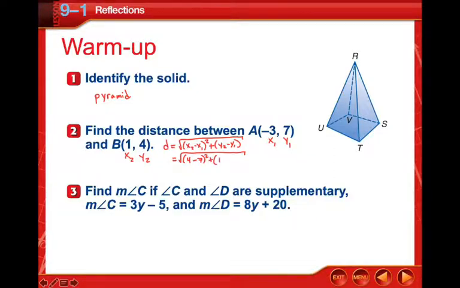The x is 1 minus negative 3. So that's going to be 4 minus 7 is negative 3. And 1 plus 3, of course, is 4. Negative 3 squared is 9. And 4 squared is 16. 9 plus 16 is 25. And the square root of 25 is 5.